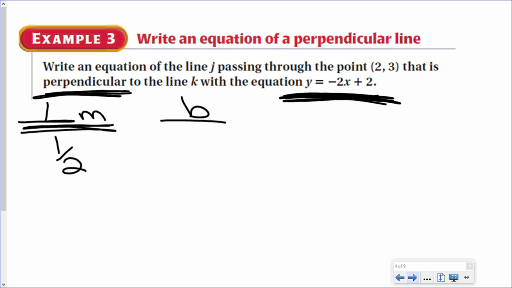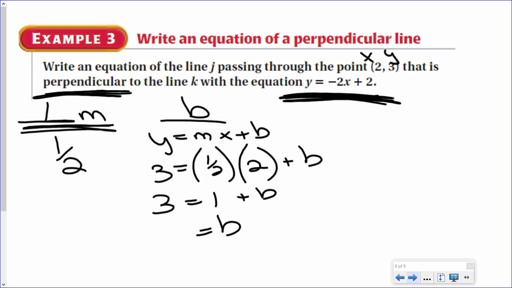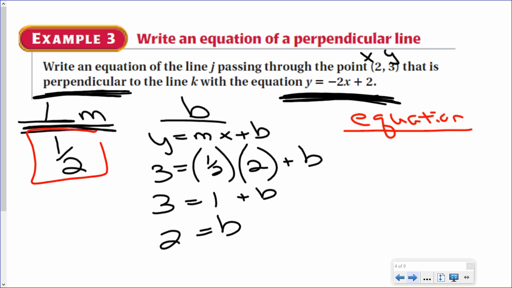Find your b value by using the equation y equals mx plus b. This is your x. This represents your y. 3 goes first. Your x is 2. Multiply that out. b equals 2. We're ready to write the final equation, using our m and our b.